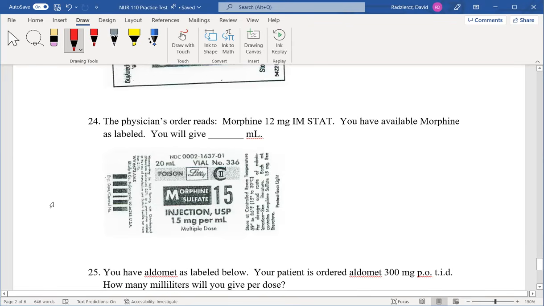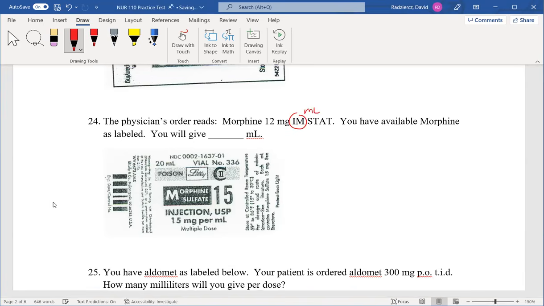All right. Another injectable, morphine, 12 milligrams IM. So remember, when you see IM, you know that your answer is going to be in milliliters, even if the unit is missing or not there. So if you're doing this on ATI or the NCLEX, or somewhere where you don't know your units, if it's an injectable, it's milliliters. And what we have available is 15 milligrams per milliliter. So I'm going to take my 12 milligrams divided by my available of 15 times my quantity.